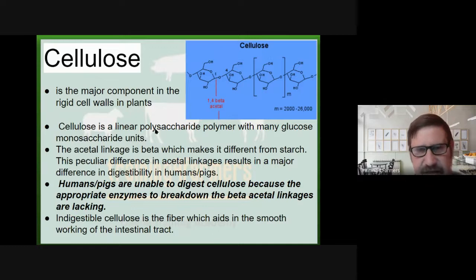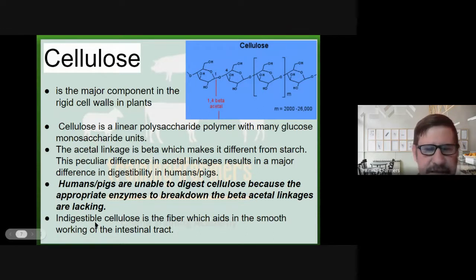Cellulose is a linear polysaccharide, which means it's stitched together in a straight line with many glucose molecule units. The actual linkage, sorry, the acetal linkage, is a beta link, which is much more difficult to break and impossible for humans. The only thing that can do it is bacteria. So we are totally unable to digest cellulose. We do not have the enzymes to break it down.